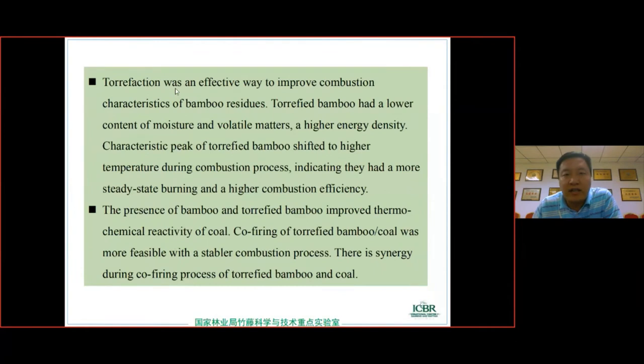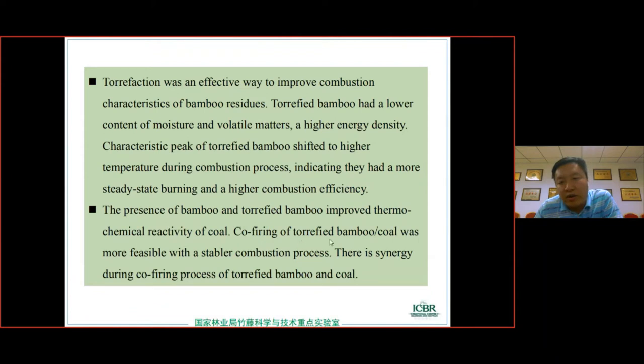Purification is an effective way to improve the combustion characteristics of bamboo residues. Purified bamboo has a low content of moisture and volatile matter, and a higher energy density. The characteristic peak of the purified bamboo shifts to higher temperature, indicating a more steady burning and a higher combustion intensity. The presence of the bamboo and purified bamboo improves the thermochemical reactivity of the coal.